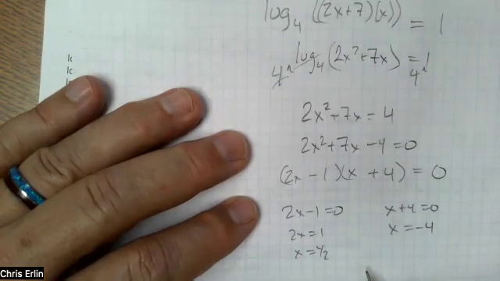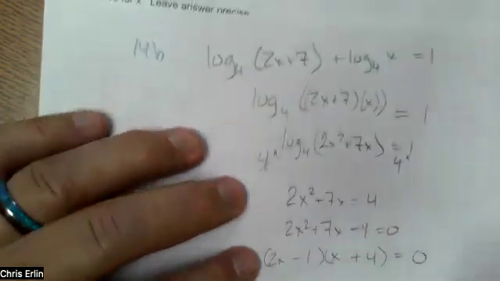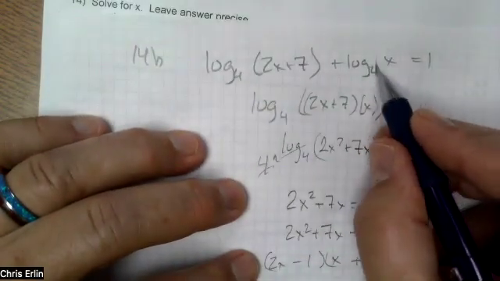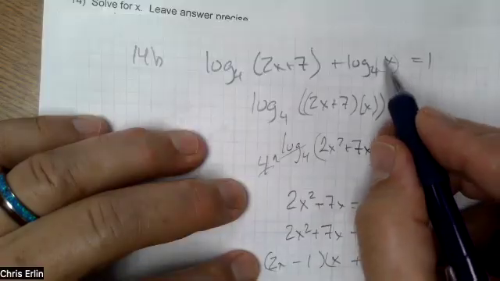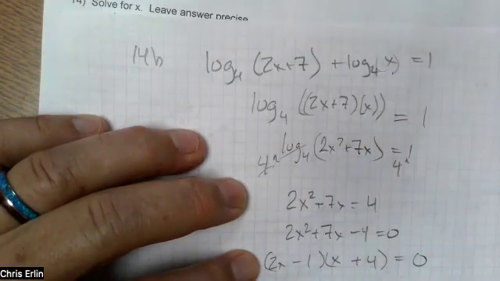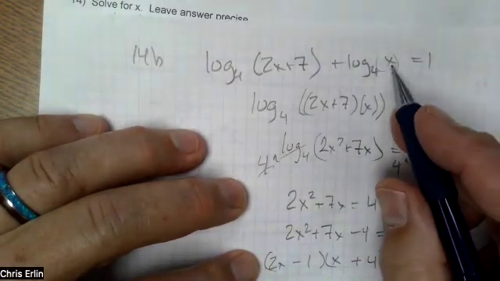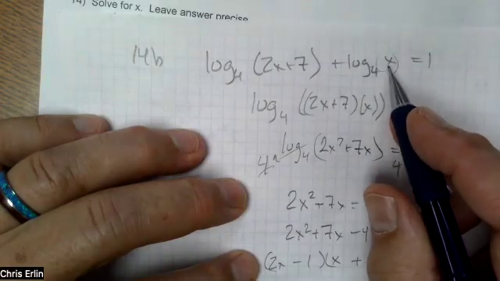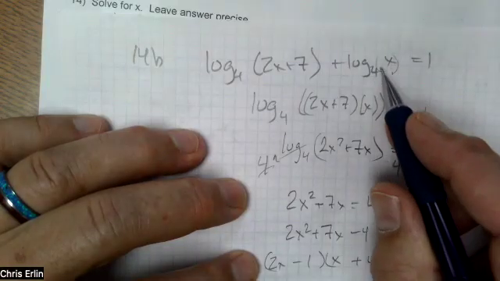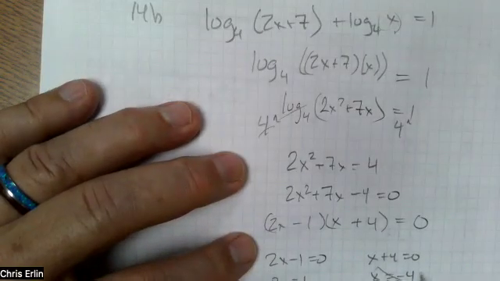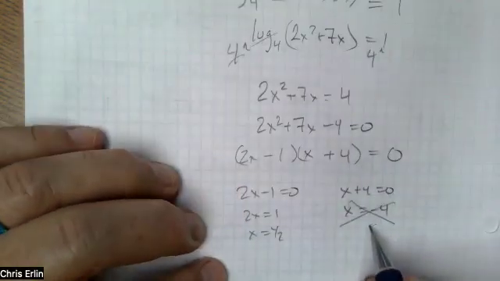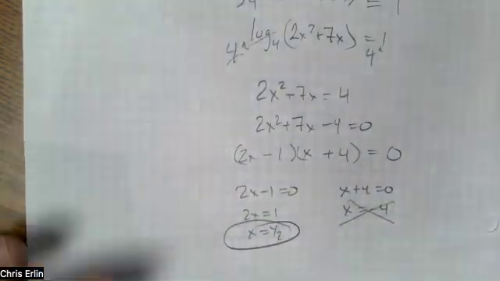Are both those solutions valid? Turns out no, because I'm taking log base 4 of x. Can I put a 1/2 in there and get a value? Sure. Can I put a negative 4 in there and get a value? I cannot. There's nothing I can do to take 4 to some exponent to make it negative 4. I can't have a negative argument within a log. So that gets canceled, and the answer is x equals 1/2.